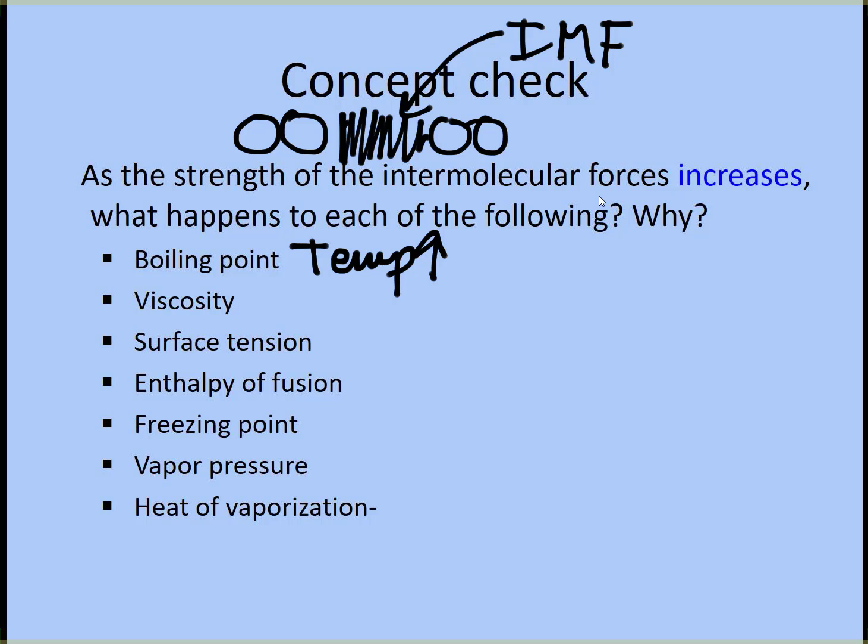Viscosity, my viscosity will increase. So it'll get even thicker because those intermolecular forces will stick together more. Surface tension, that will increase. Enthalpy of fusion, so this is the energy required to go from a solid to a liquid, and you will see that this will increase because you are temporarily breaking those intermolecular forces when you're going from a solid to a liquid. Freezing point, that will go up. Vapor pressure, this one will go down.